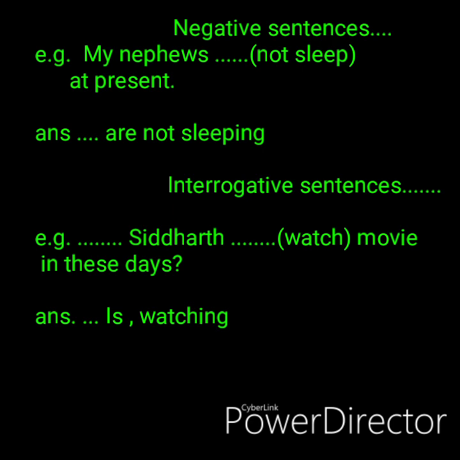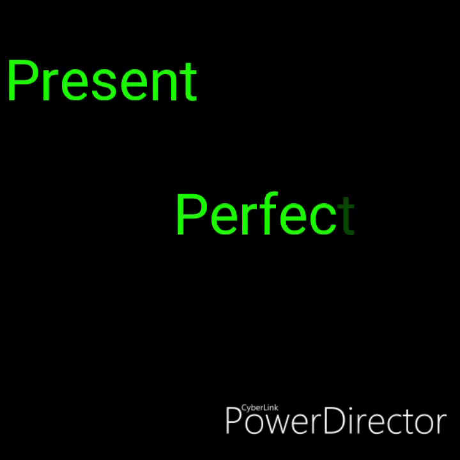Interrogative sentences. In interrogative sentences we use the helping verb before the subject and after the subject we use the ing form of the main verb. So in the next, the answer is watching, because Siddharth is singular and with singular subjects we use is.